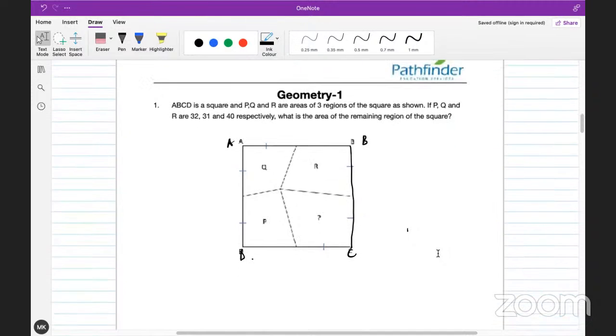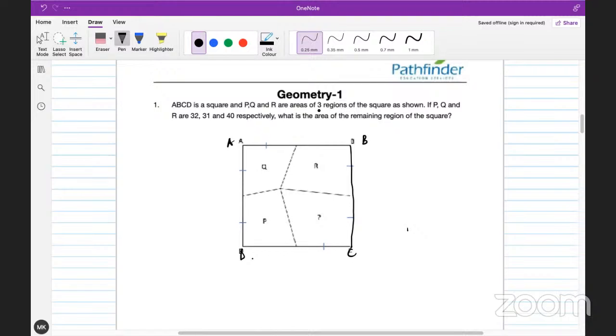I'll give you 2 minutes to solve the first question. Here is the first question. ABCD is a square, and P, Q, R, and a question mark are areas of four regions of the square as shown. So this is P, this is Q, this is R, and this is a question mark. If the areas of P, Q, R are 32, 31, and 40, you have to calculate this area.